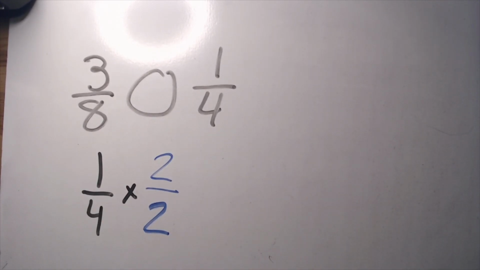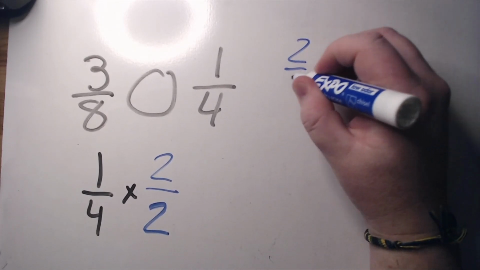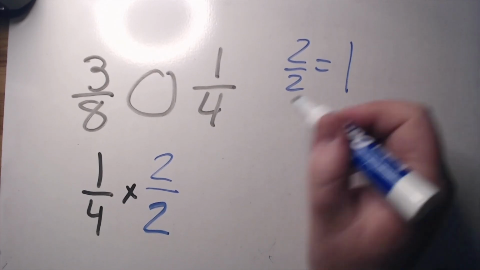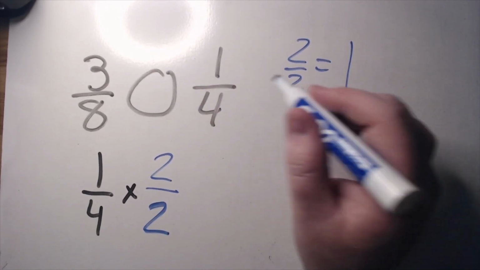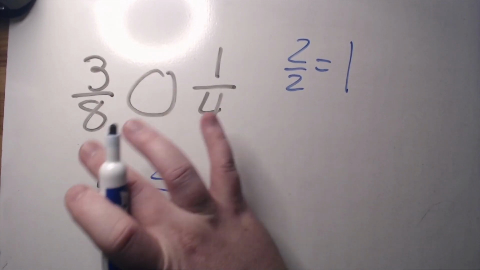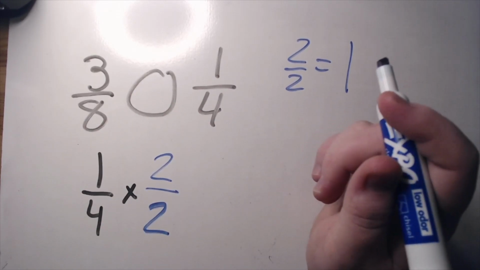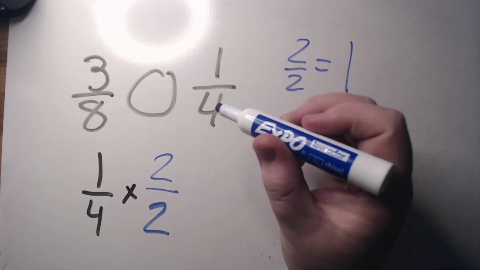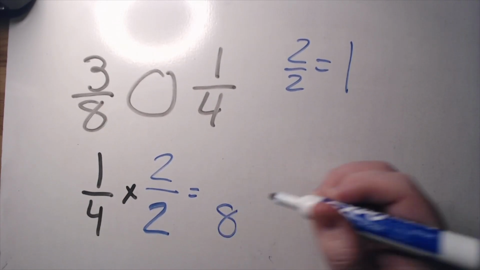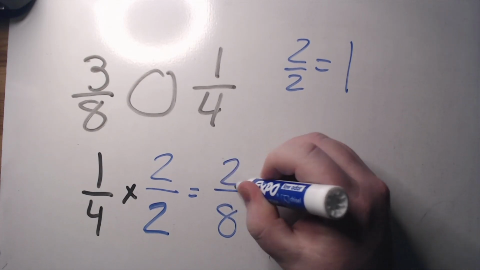The reason is because I'm multiplying by a whole number. Because remember, 2/2 equals 1. And 1 times anything, that number that you multiply times 1 stays exactly the same. So even though the numbers are changing, the size of our pieces still stays the same. So we're going to do 4 times 2. That is equal to 8. And 1 times 2 is equal to 2.